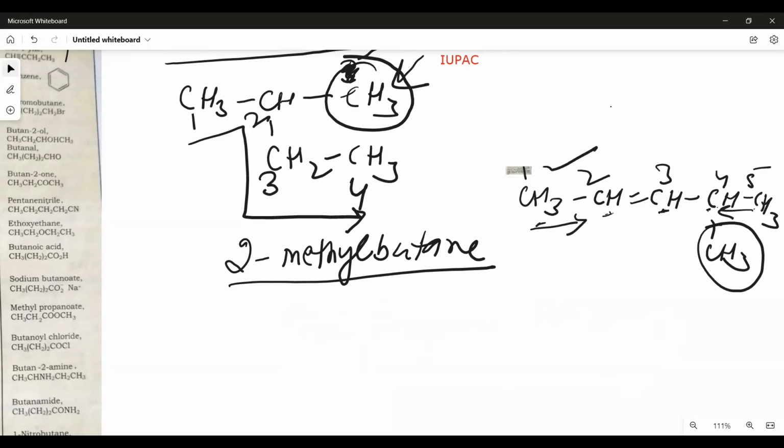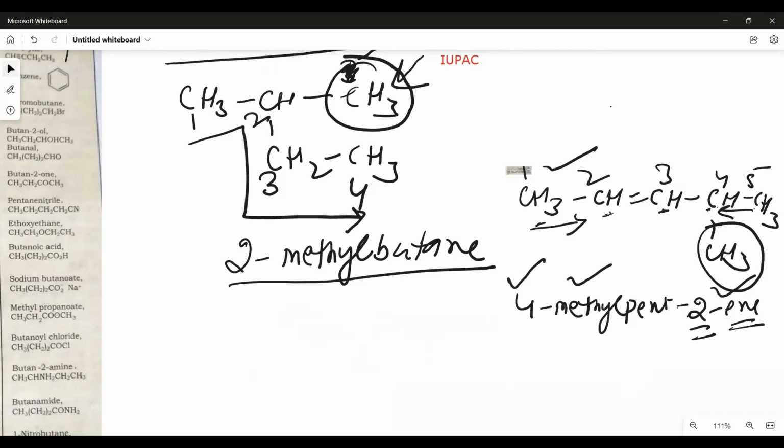ये वाली right numbering होगी, and the nomenclature will become, what is the substituent? It will be 4-methyl. Okay, 4-methyl pent होगा. पेंट होगा, क्यों होगा? Because double bond is present here. हम पेंटेन नहीं लिख सकते. पेंट और सेकंड पोजीशन पे डबल बॉन्ड है, तो pent-2-ene, so that will be the suffix ene, and here is the position. So in that manner we have to complete the molecule with the substituent, with the position, functional group with the position, and the number of carbon atoms present in a chain.